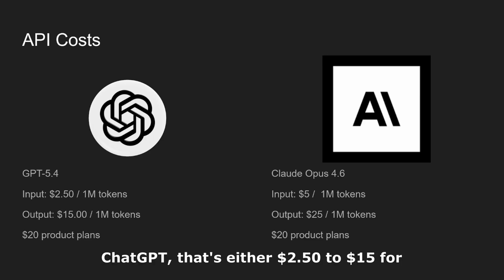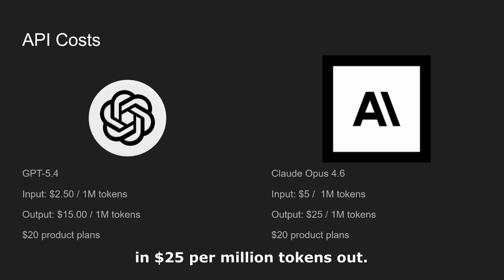ChatGPT, that's either $2.50 to $15 for input and output for the tokens. And for tokens in this place, let's just pretend they're words. For Claude Code, that would be $5 per million tokens in, $25 per million tokens out.